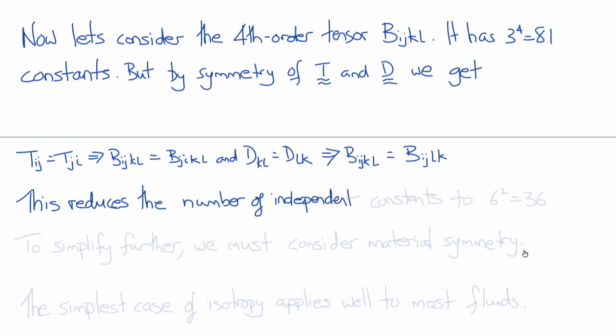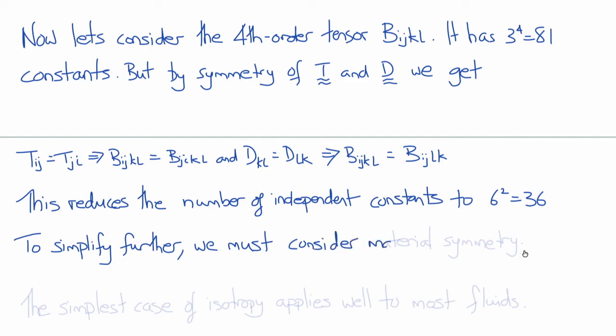Think of that 36 as being 6 squared, namely there are 6 different components of the symmetric stress tensor and 6 different components of the symmetric rate of deformation tensor. So there must be 6 by 6 independent coefficients. Now, to simplify Bijkl more than this, we must consider material symmetry.